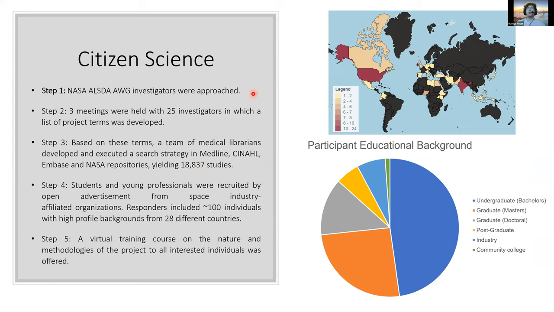We started by approaching NASA ALSDA Analysis Working Group investigators, where we held 3 meetings with 25 investigators and developed a list of relevant terms. These terms were then transferred to librarians who executed a search strategy in Medline, CINAHL, Embase, and NASA repositories, yielding just under 19,000 articles. In parallel, we decided to recruit students and young professionals from space industry-affiliated organizations. At recruitment close, we had approximately 100 individuals join from over 28 countries with a variety of high-profile educational backgrounds. Finally, we offered all participants a virtual training course on the nature and methodologies of the project.